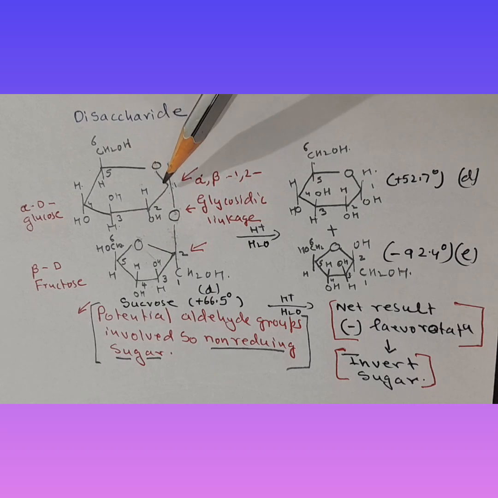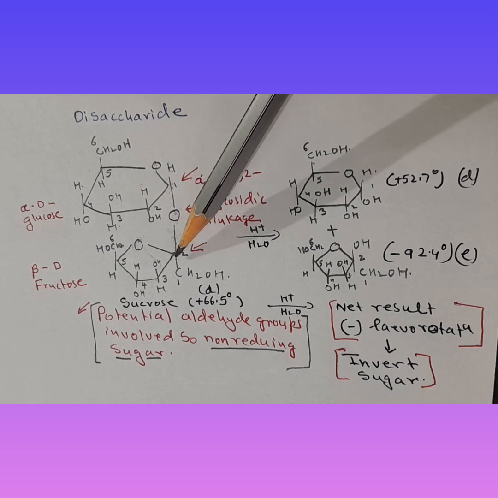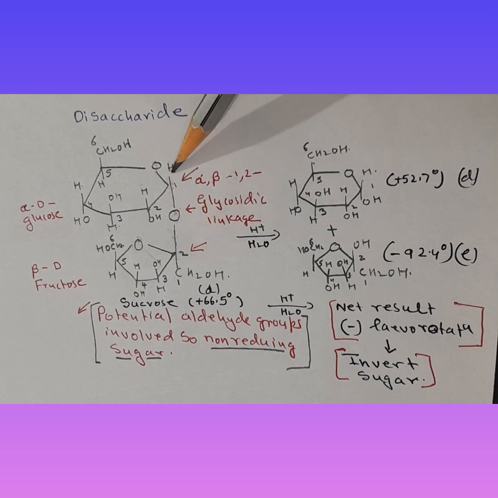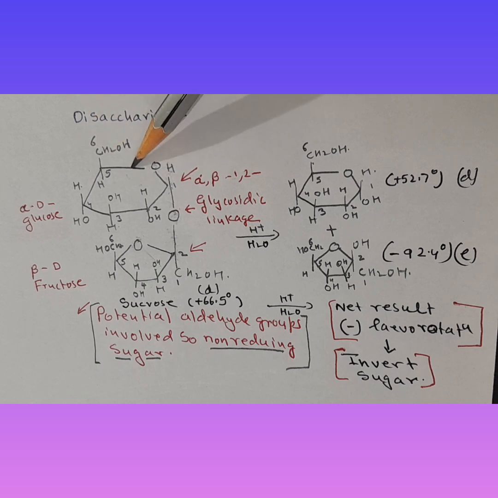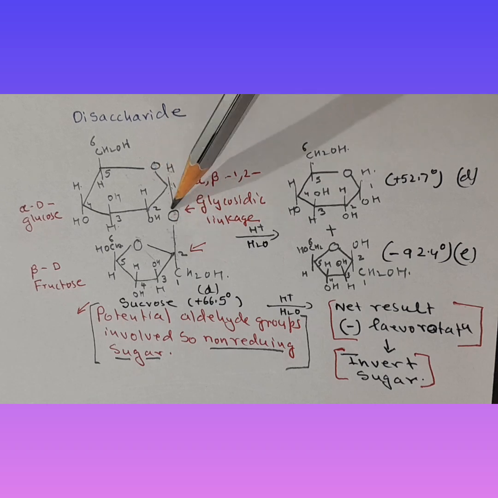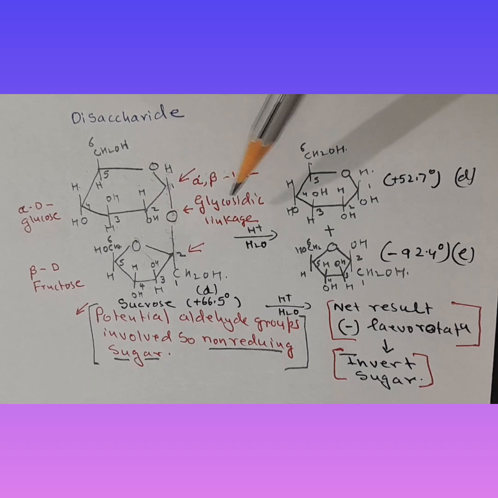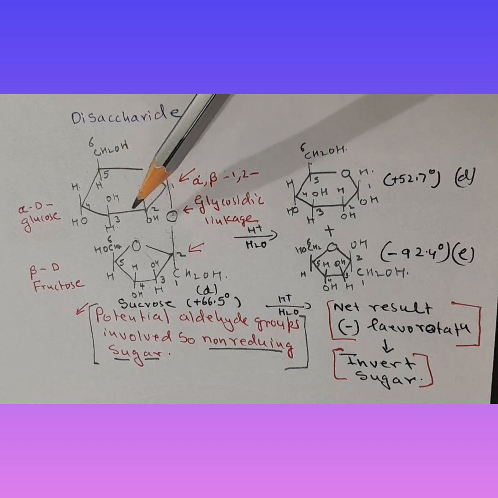This OH was attached to the first carbon and this OH was attached to the second carbon, as we saw in case of fructose, right? These two got dehydrated and formed the glycosidic linkage. So it is known as alpha of this, beta of this, and position is 1, 2. So alpha beta 1,2 glycosidic linkage. That is what sucrose is.